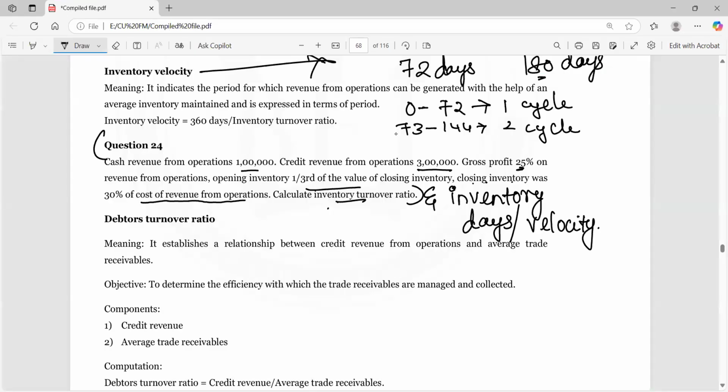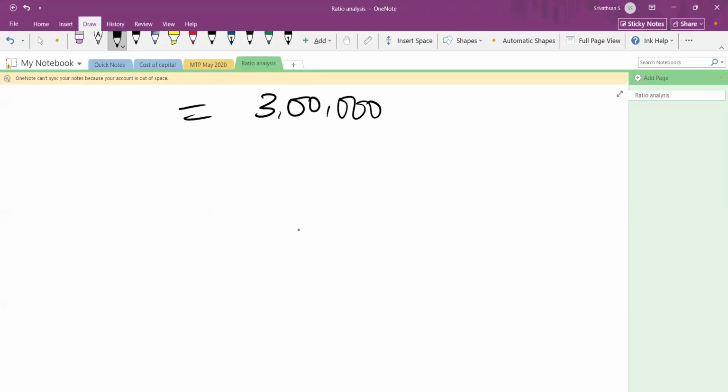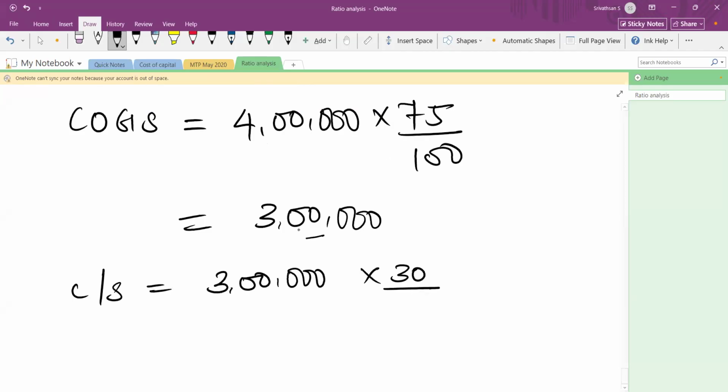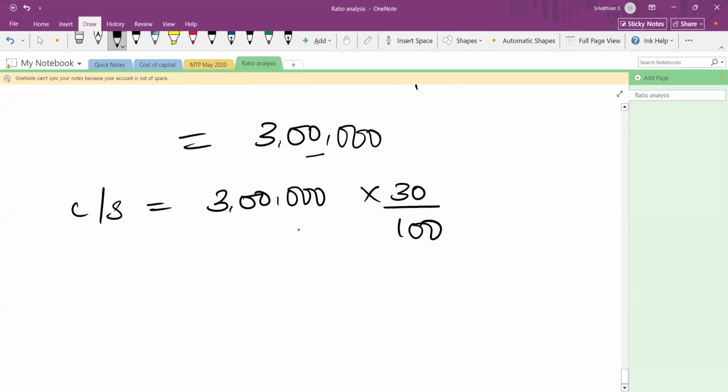In the question, it is mentioned that closing inventory was 30% of cost of revenue from operation. What is cost of revenue from operation? Which is nothing but cost of goods sold. It is 3 lakh. So closing stock is equal to 3 lakh into 30%. How much do we get? 90,000.